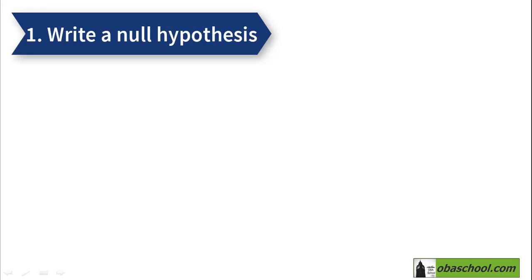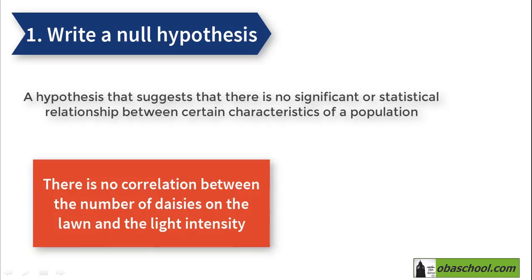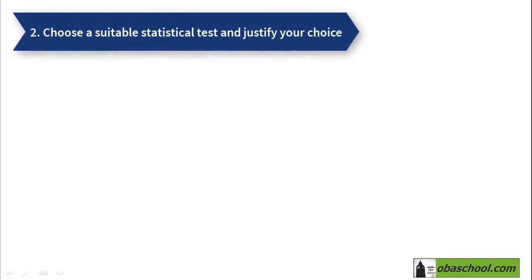Step 1. Write a null hypothesis. A null hypothesis is a hypothesis that suggests that there is no significant or statistical relationship between certain characteristics of a population. So here the null hypothesis is there is no correlation between the number of daisies on the lawn and the light intensity.